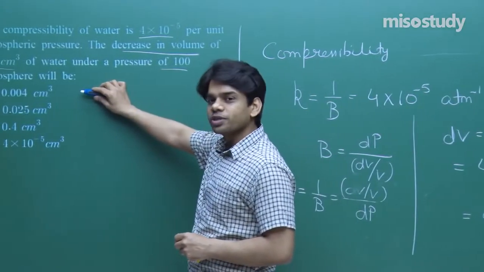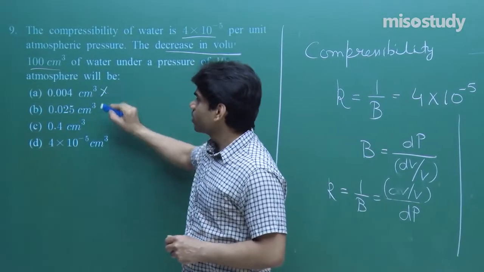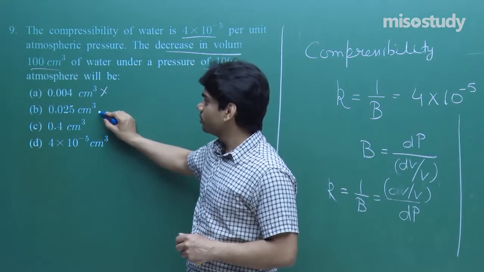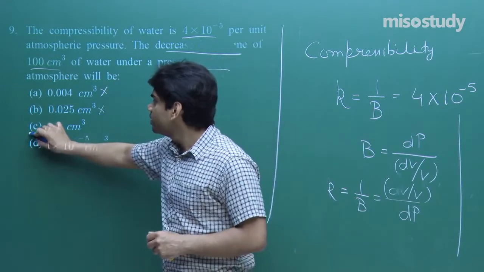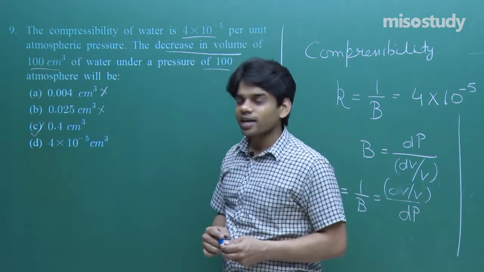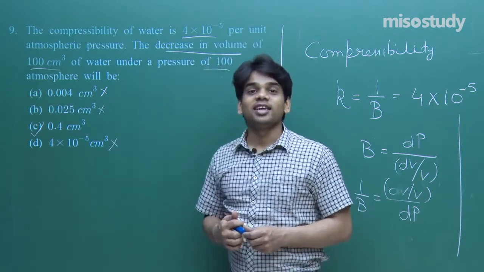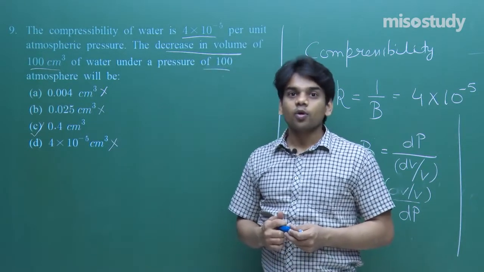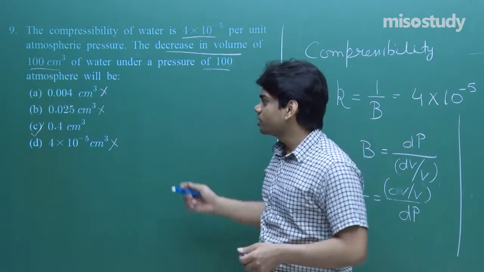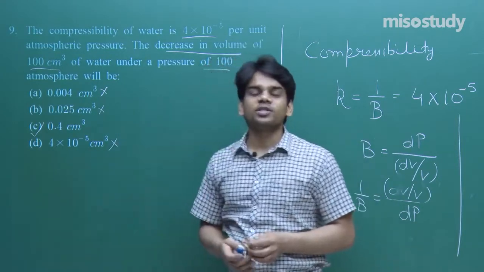Let's check. A, 0.04 cubic centimeter, incorrect. B, 0.025 cubic centimeter, incorrect. C, 0.4 cubic centimeter, that is the correct answer. D, 4 into 10 to the power minus 5 cubic centimeter, that is the incorrect response. Hope you have got how to do such kind of question. C, 0.4 cubic centimeter, is the answer.